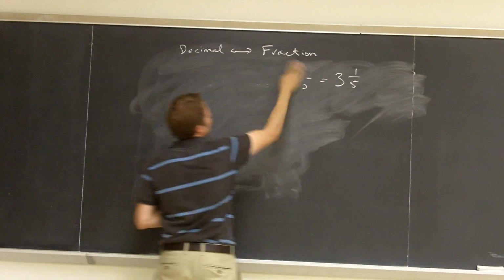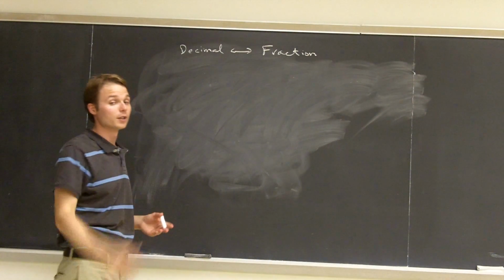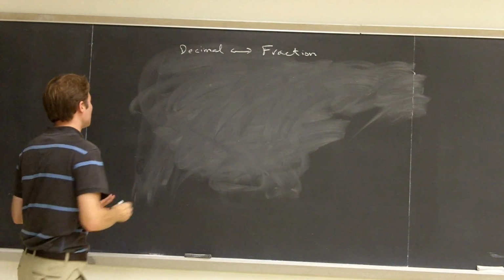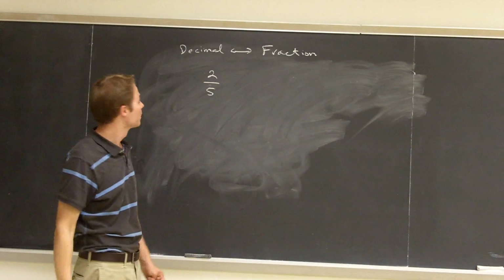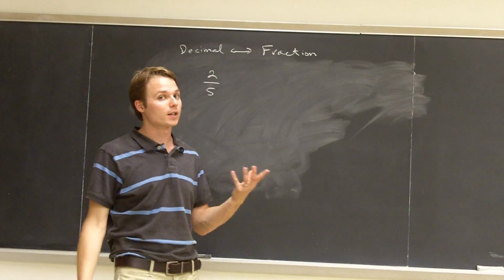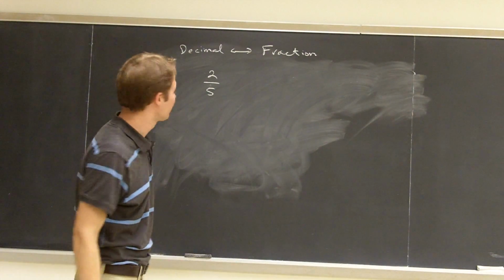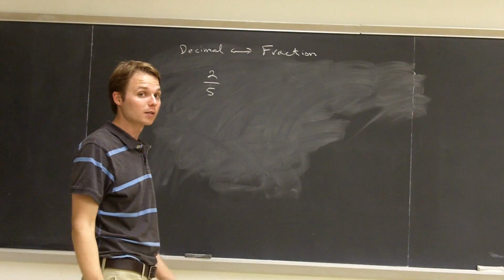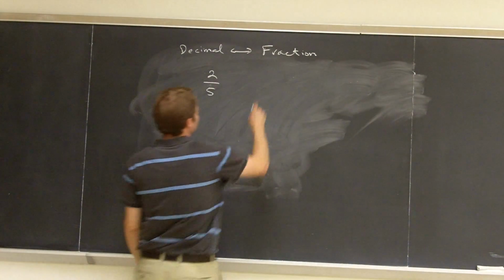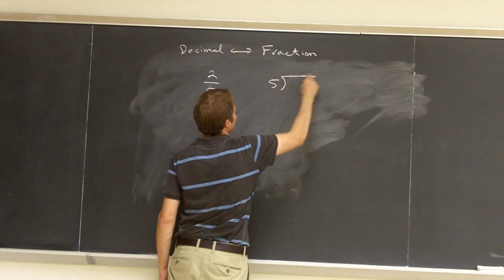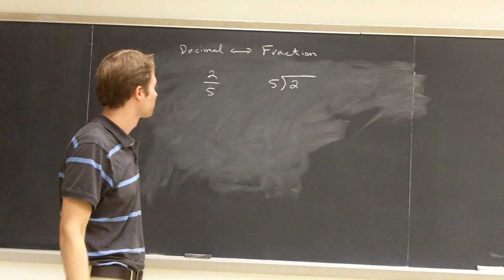So let's go the other direction. Let's start with a fraction and turn it into a decimal. For example, 2/5. How does this turn into a decimal? Well, I mentioned before that a fraction just means division. 2/5 just means 2 divided by 5. So if I want to turn this into a decimal, the only thing I have to do is divide 5 into 2. Like this. So 2 divided by 5.